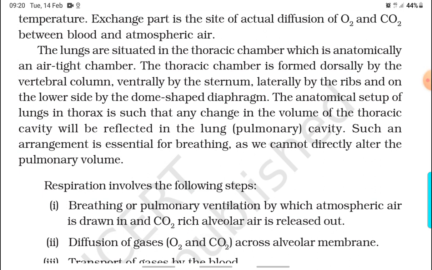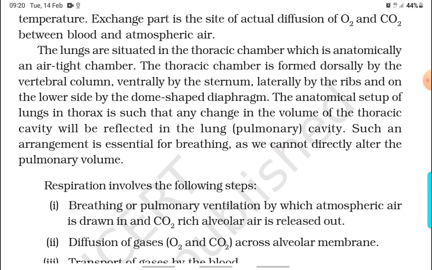The lungs are situated in the thoracic chamber, which is an anatomically airtight chamber. The thoracic chamber is formed dorsally by the vertebral column, ventrally by the sternum, laterally by the ribs and on the lower side by the dome-shaped diaphragm. The anatomical setup of lungs in thorax is such that any change in the volume of the thoracic cavity will be reflected in the lung or pulmonary cavity.